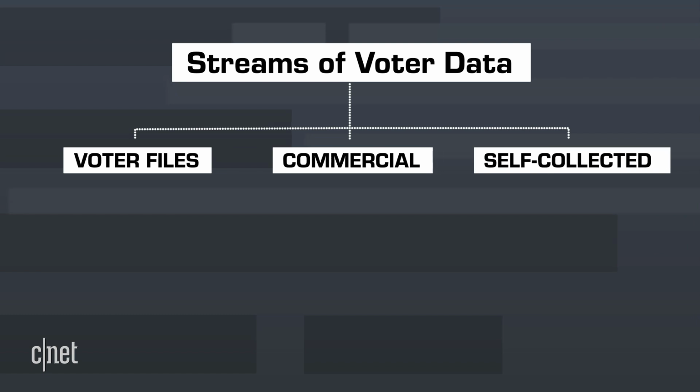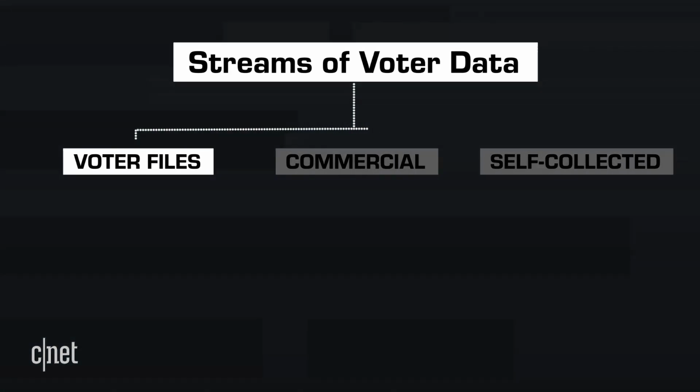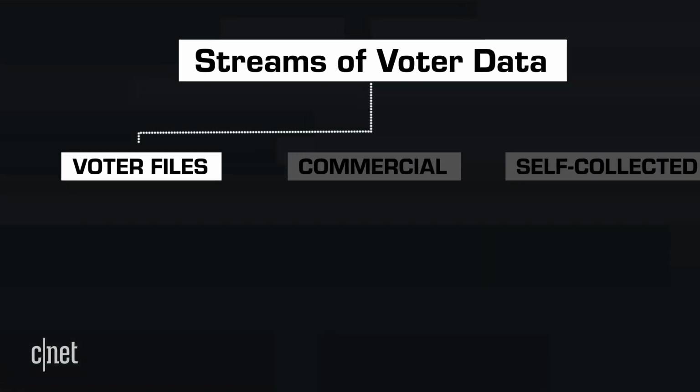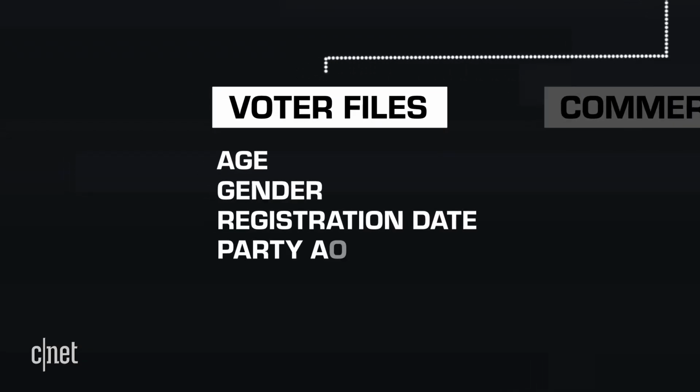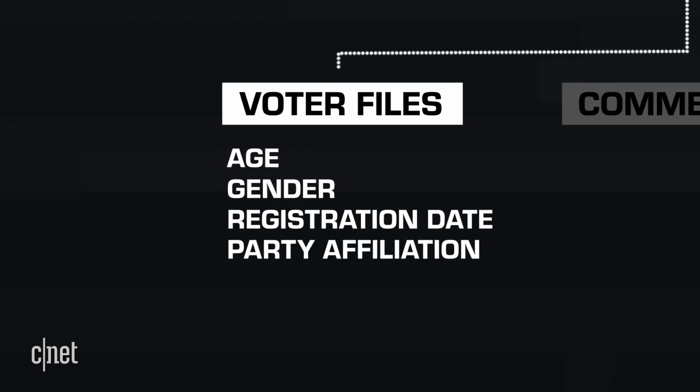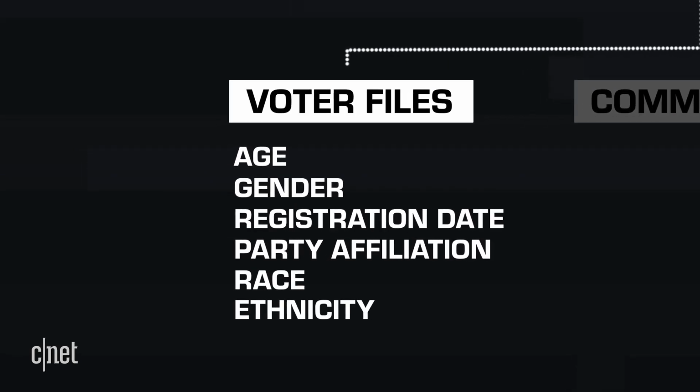One comes from voter files, which are collected by state governments. Whether or not you vote is a matter of public record. State governments compile lists of all the voters who are registered in their state, along with basic information about them: their age, their gender, when did they register. Many states will also list their party affiliation, and many states also have data on race and ethnicity. So those voter files really are the bread and butter of political campaigns and have been for decades.